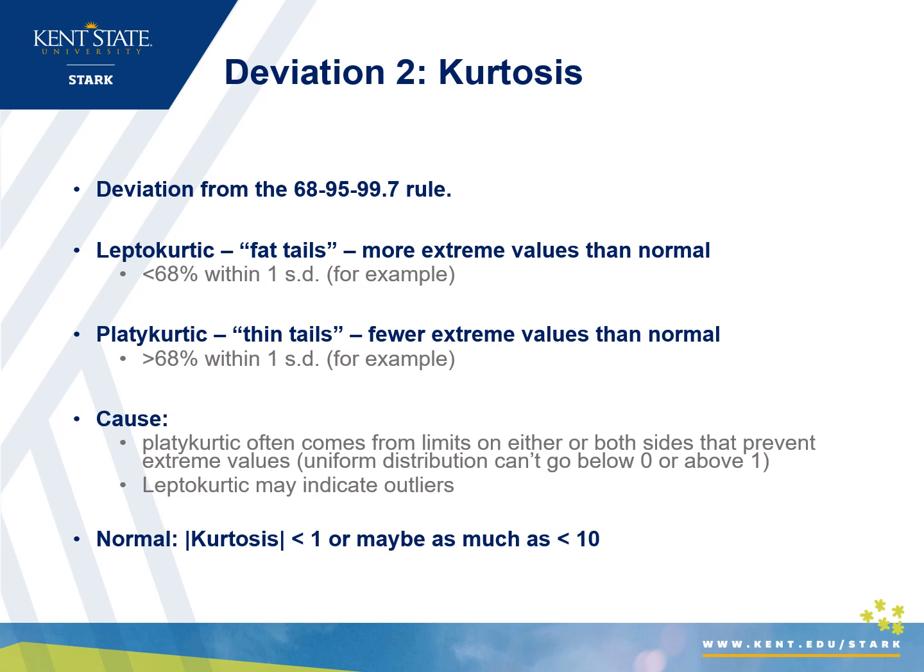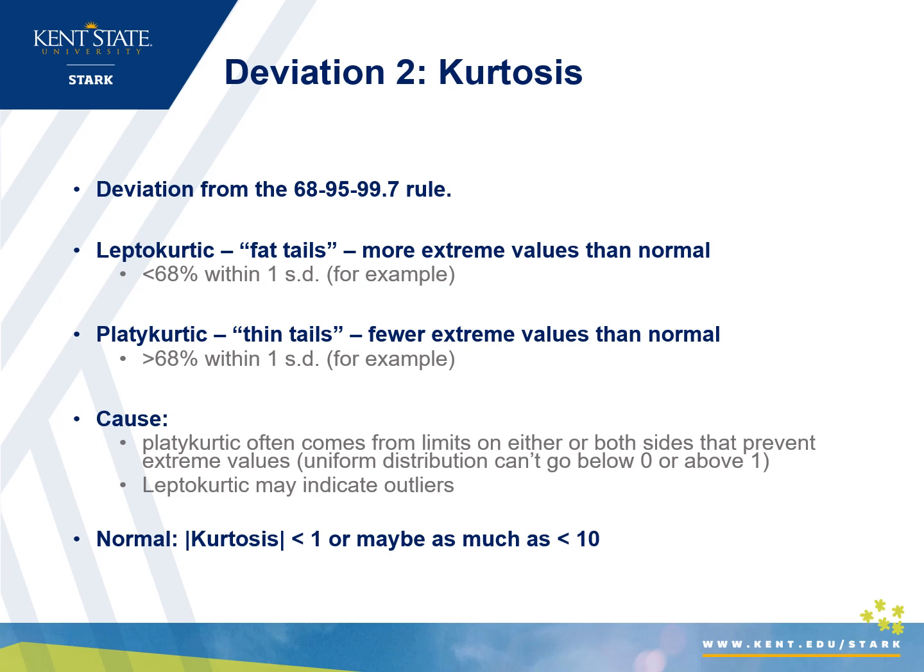The opposite of this is platykurtic distributions, where extreme values are extremely rare, so that more than 98% of the data falls within one standard deviation of the mean. Often, platykurtosis happens when there are limits on both sides that prevent extreme values from happening. For example, the standard uniform distribution is limited at the top by 1 and at the bottom by 0, so it would be considered platykurtic. Leptokurtic distributions may indicate outliers are very common both on the high and on the low end.